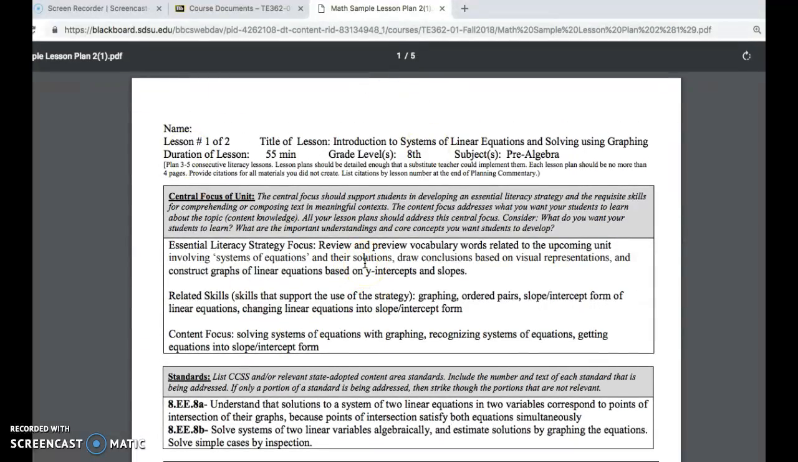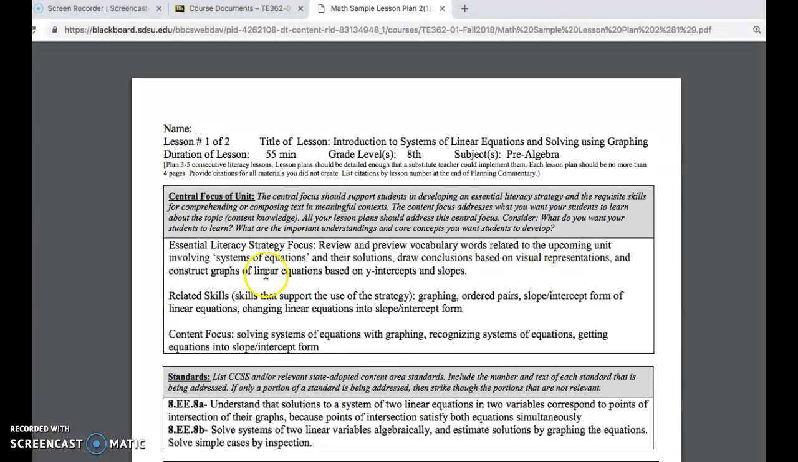So her essential literacy strategy focus is she's going to review systems of equations and their solutions and draw conclusions based on visual representations, and construct graphs of linear equations based on y-intercept and slopes. So she's doing 3 different things in this lesson. She's teaching systems of equations. So when you graph linear equations, what points do they share in common? And then she's not only having them do that, she's having them graph it once they can solve that.